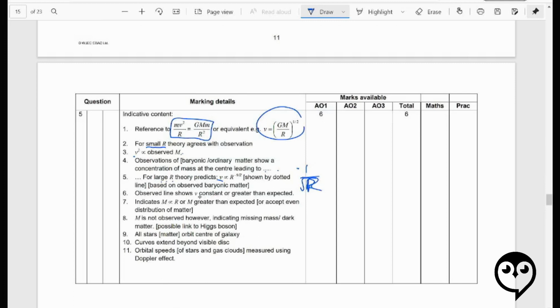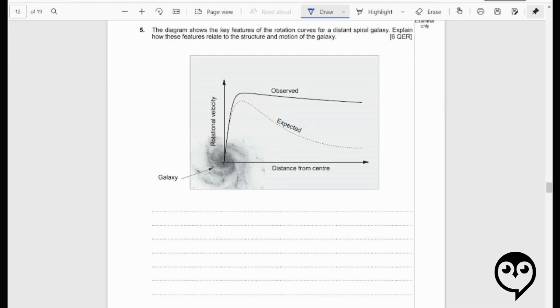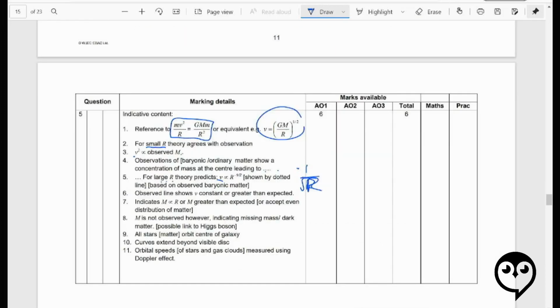Observed line shows that v is constant, or it's much greater, as we said. Really here, explain how these features relate to the structure and motion of the galaxy. I've talked about some of the features. I've said, hey, we expect this, but it's actually this. But now we can get into the explaining a bit more, yeah?